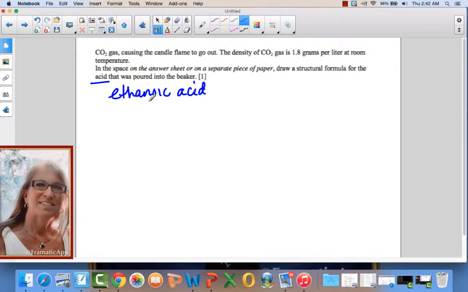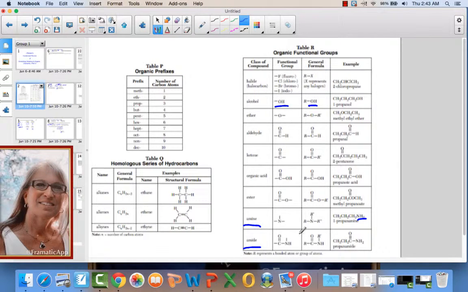So, an acid refers to organic acid, so it has to have the functional group C double bond O OH. And I'll show you that in table R. Eth means 2 C's. There's my double bond O OH. And then each C has to have 4 bonds. So I need 3 H's here. 1, 2, 3, 4. This one's good. So that's my structure. Let's go to table R.